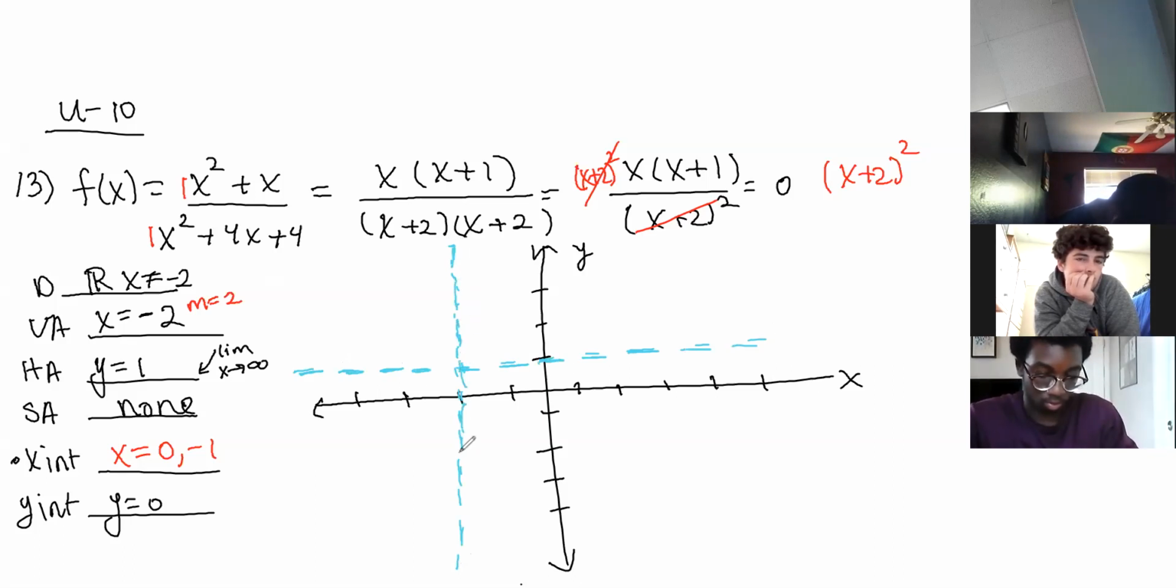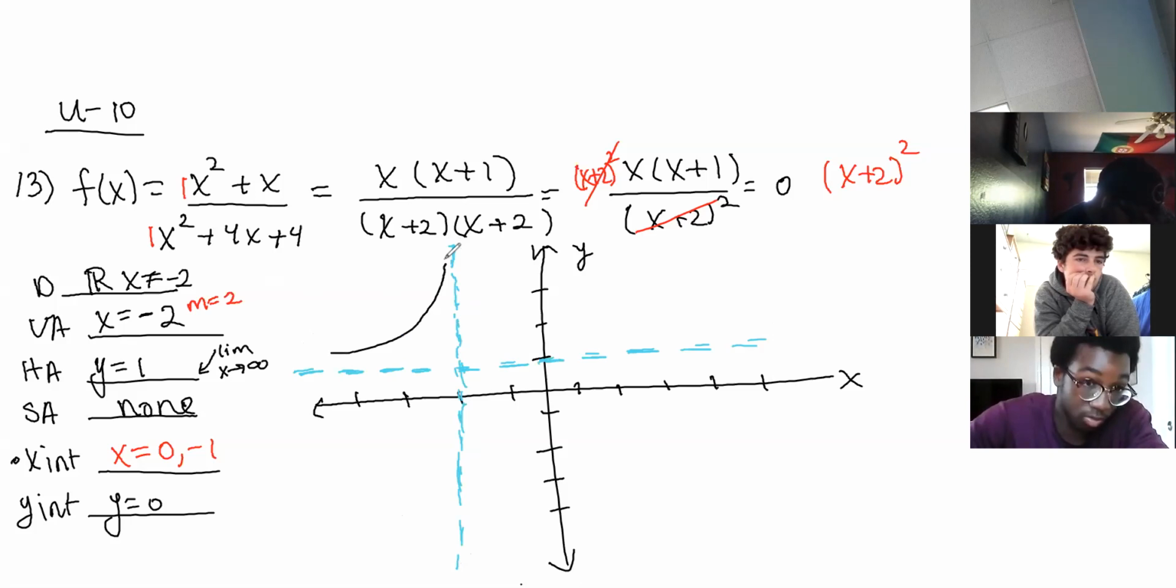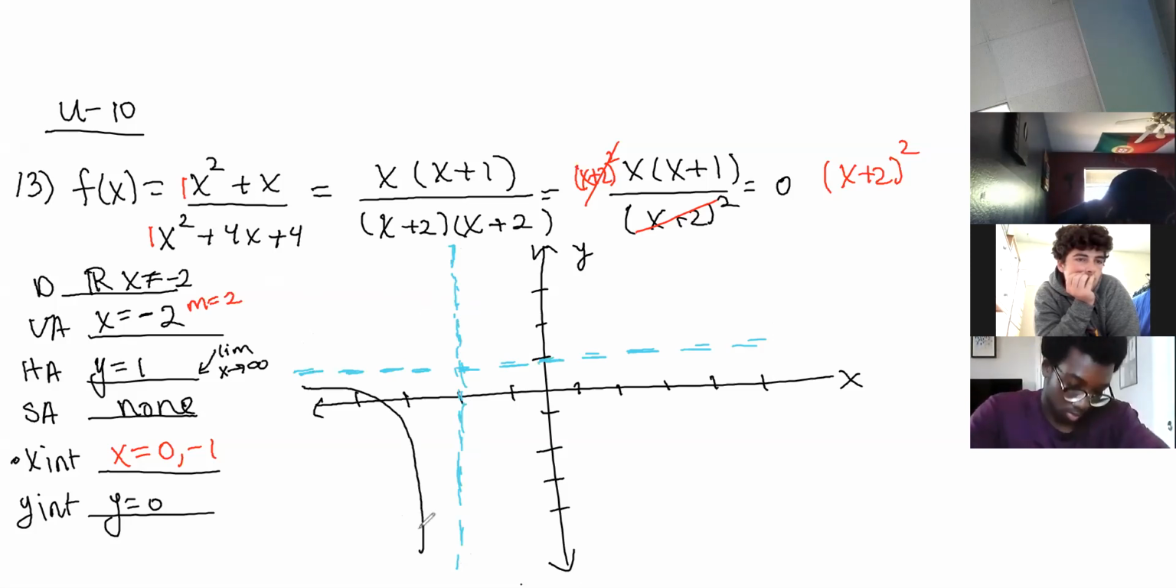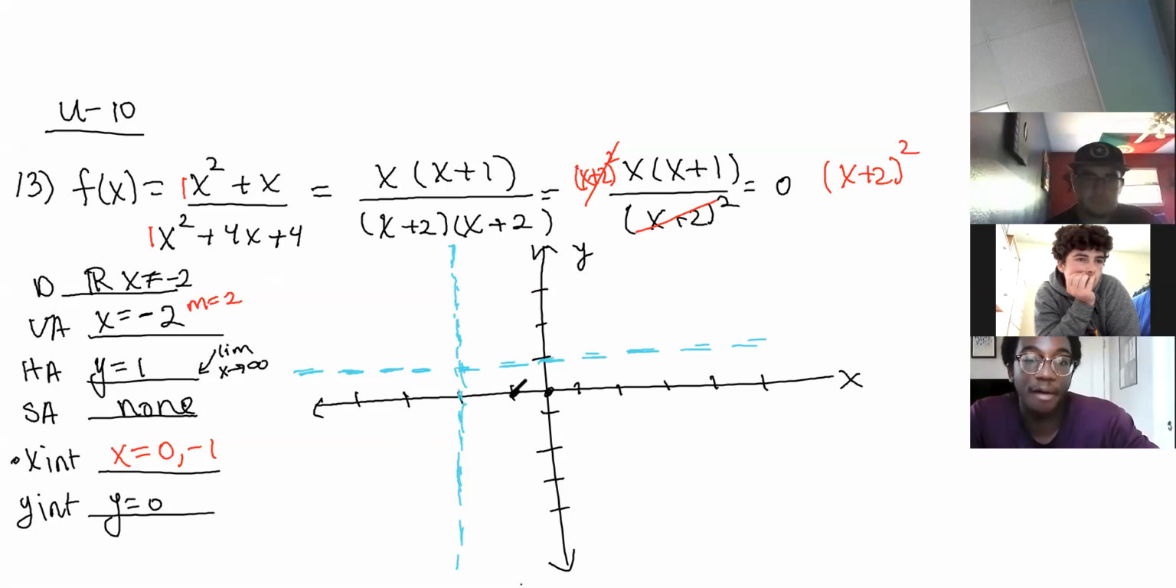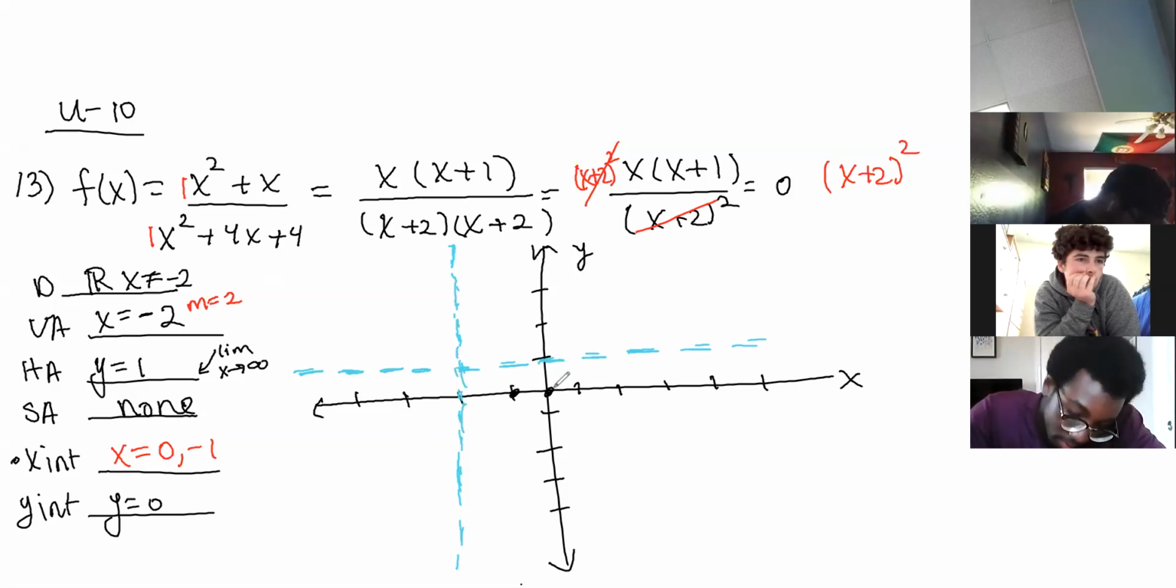Yes. Okay, on the left side, this section over here, there's a top and a bottom. My graph is either going to be all at the top or all at the bottom. How do I know which one it is? Oh, I didn't plot my x-intercepts. Let me do that first. 0 and -1. And my y-intercept is 0.